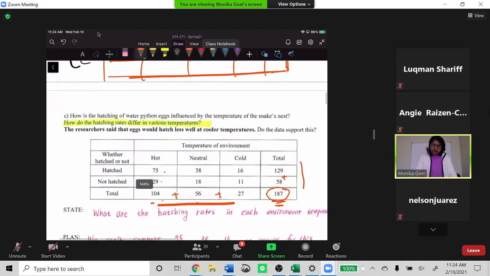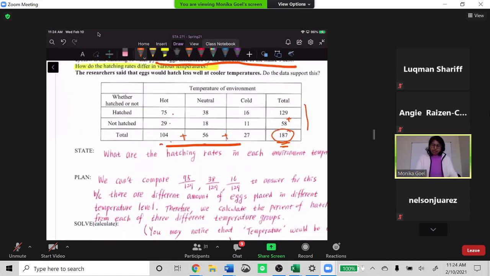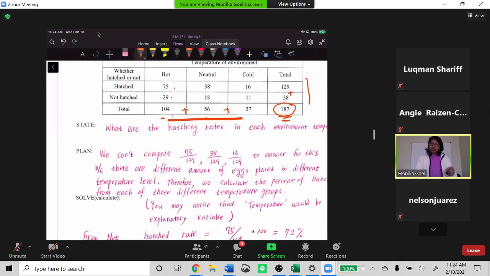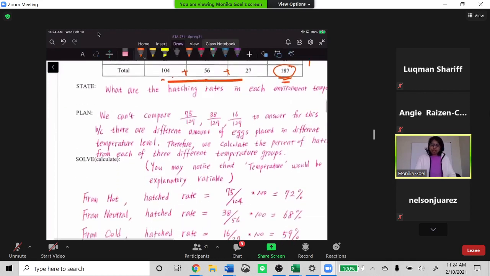Now, how is the hatching of water python eggs influenced by the temperature of the snake's nest? And how does the hatching rate differ in various temperatures? So when we work with these types of problems, we call it a four-step process to solve a problem. And what is that four-step? And again, you don't have to go exactly the same way, but that makes your problem easier. First of all, state what your problem is. And then you plan your action: what is given to me, and what I'm planning to do. Then solve.